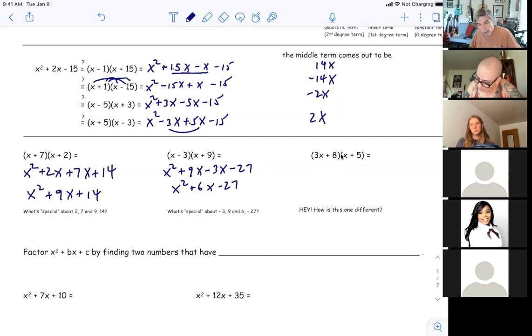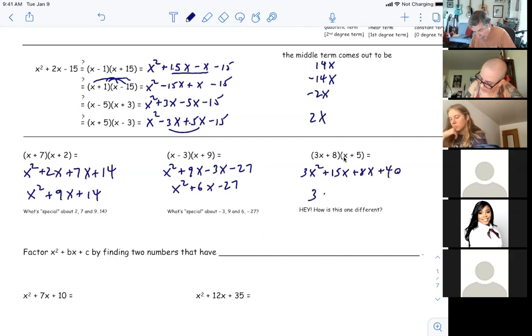Okay, so if we multiply this out, 3x times x is 3x squared, and then 3x times 5 is 15x. 8 times x is 8x. 8 times 5 is 40. Combine the like terms, we get 3x squared plus 23x plus 40. So if you add 8 and 5, you don't get 23. If you multiply them, you still get the constant term. But now we can't say, add those numbers and you get the middle coefficient.